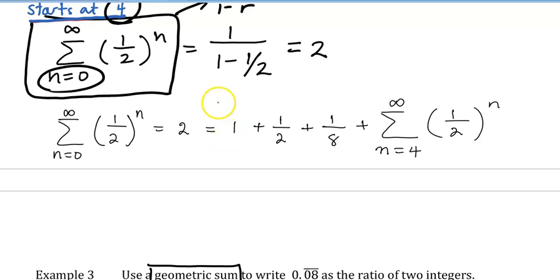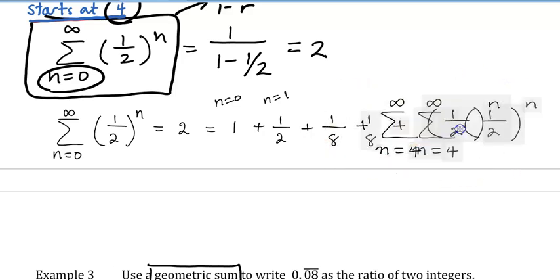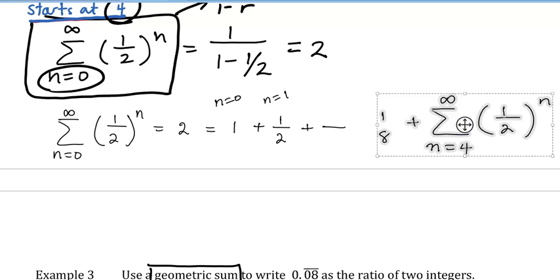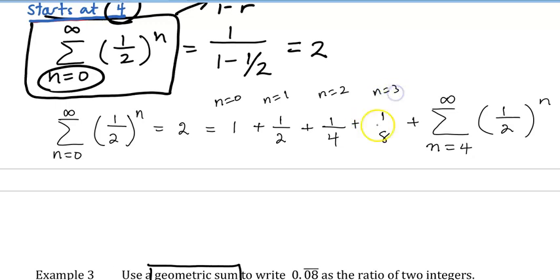I have when n is equal to 0. I have when n is equal to 1. For some reason, I skipped when n is equal to 2. So I need to move these over. When n is equal to 2, we get a fourth. And then when n is equal to 3, we get an eighth. And then I continue from n equal to 4. This is what I'm trying to solve for.